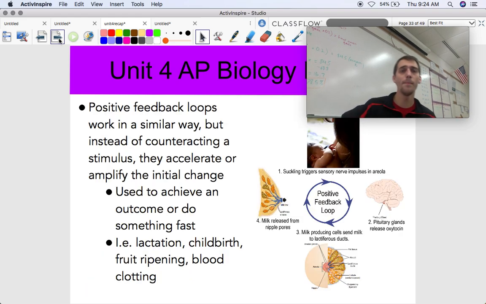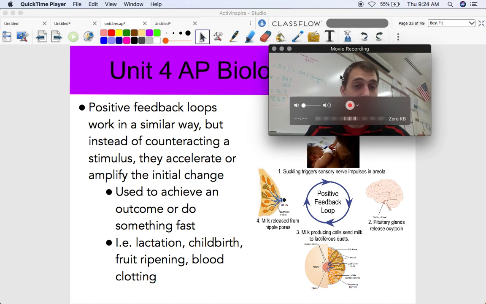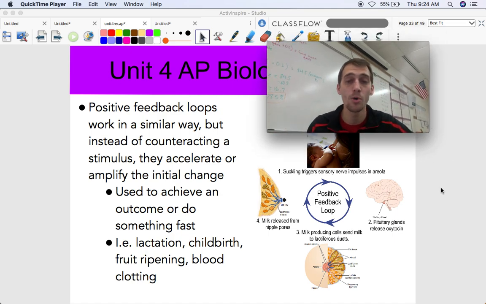All right, positive feedback loops work in a similar way. Okay, they're kind of the opposite of negative feedback loops, but they both are used to maintain homeostasis, just in a different way. They work in a similar way, but instead of counteracting a stimulus, they accelerate or amplify the initial change. They are used to achieve an outcome or do something fast. Okay, so why would you think about this? Like, all right, a positive feedback loop, why would you want to go further away from homeostasis? Why would you want to amplify a change?